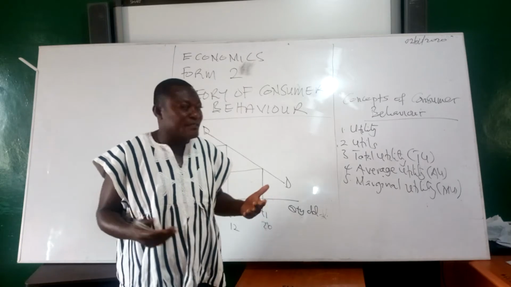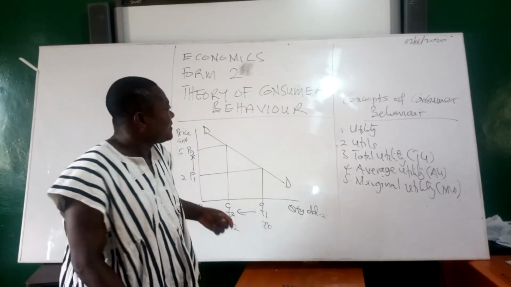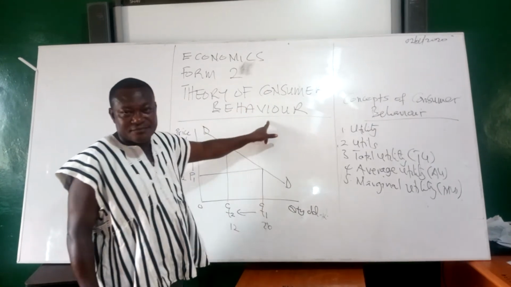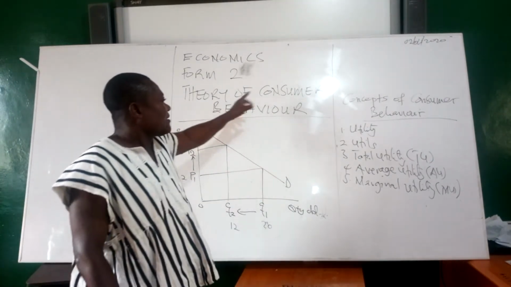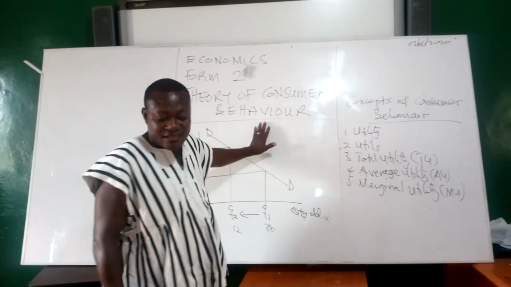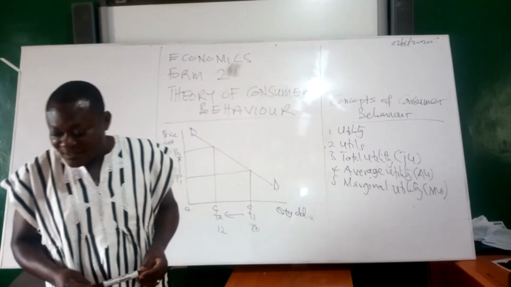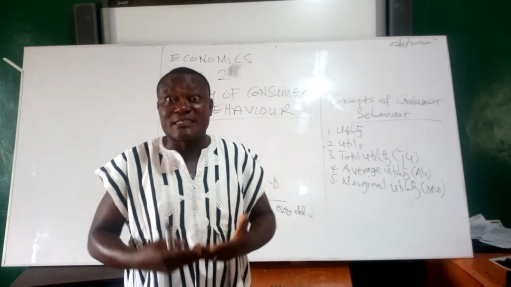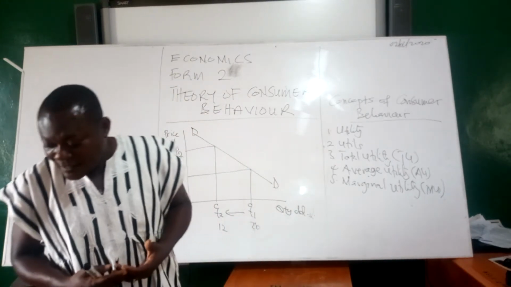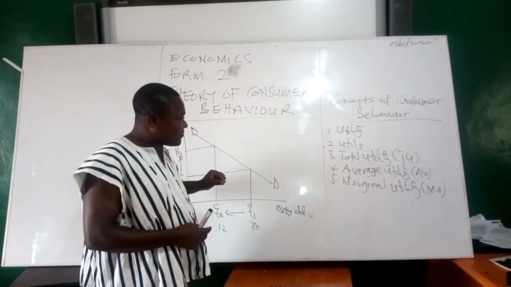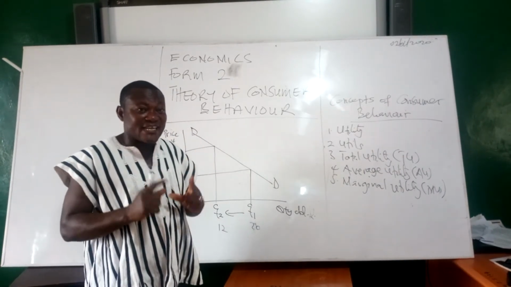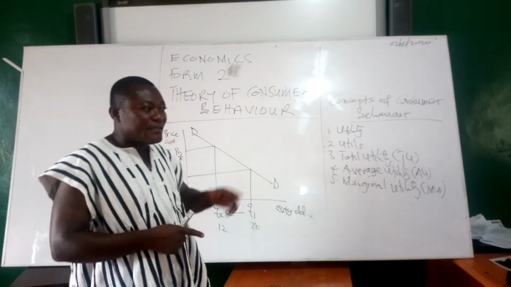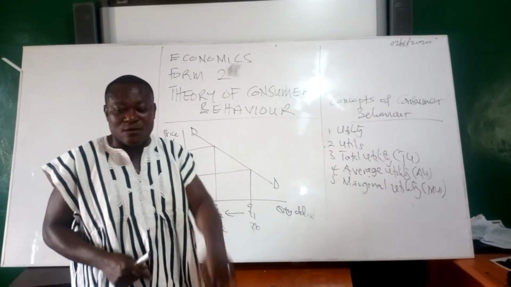The topic to be discussed is theory of consumer behavior. In our previous discussion, particularly on demand, in our analysis on demand, we realized that the normal demand curve slopes left to right downwards.